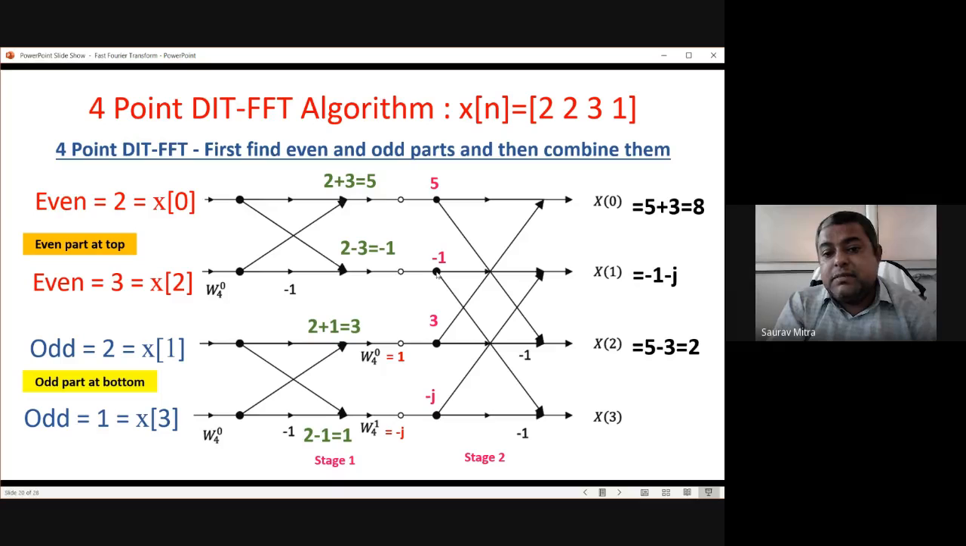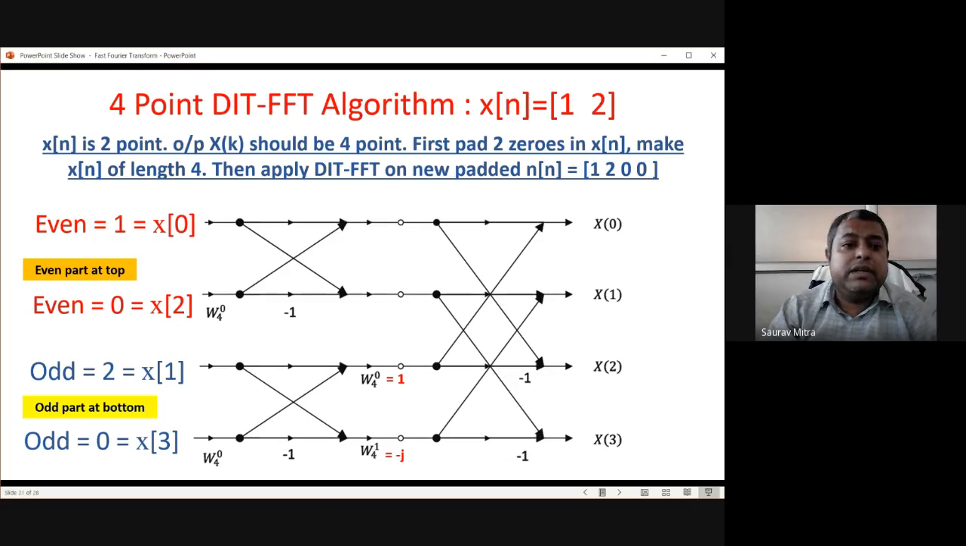And next this minus 1 is coming, and this is also minus j. So minus j and minus 1 is plus j, and from top it is coming to be minus 1. Okay, so this will be minus 1 plus j. So this is minus 1 coming from top, and this minus j and minus 1 is plus j, so this is minus 1 plus j. So this is how the 4-point DIT FFT algorithm works.